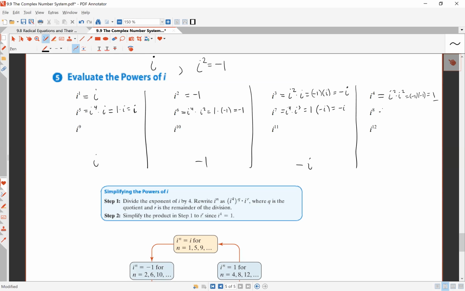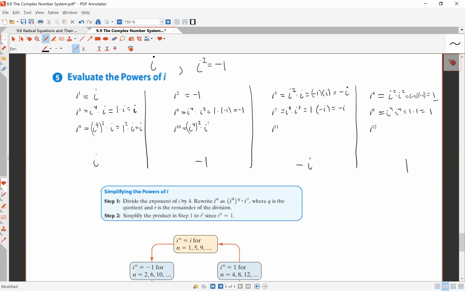This column is going to be all of our -i's. This column is our favorite one. i to the eighth is i to the fourth times i to the fourth, which is 1 times 1, or 1. This column is all of our 1s. Because i to the ninth now is i to the fourth squared, or i to the eighth, times i, and i to the fourth is 1, squared is 1, times i is i.